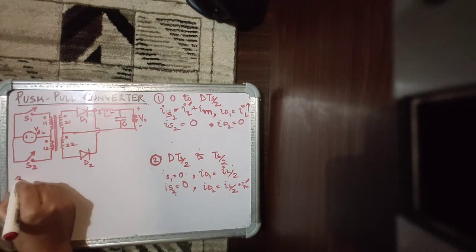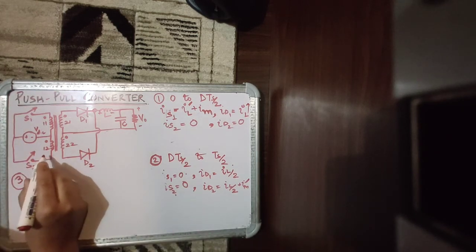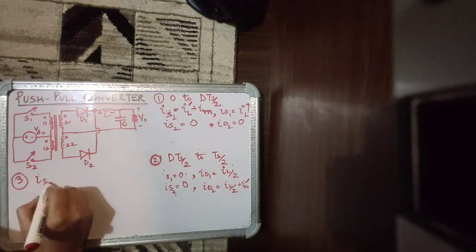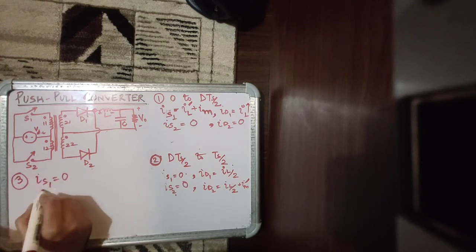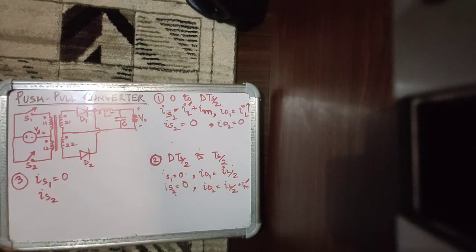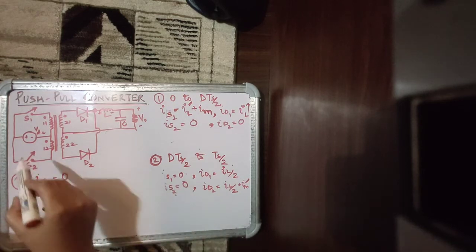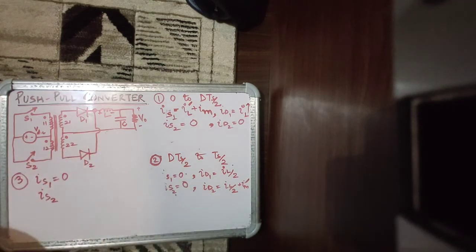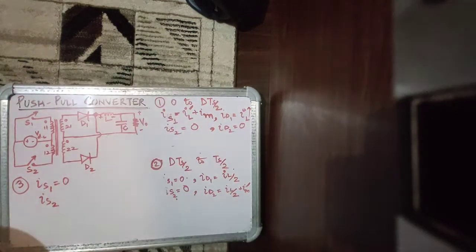When you talk about the third interval, the pulse is given to S2. So IS1 in this interval is 0, and IS2 is conducting in that interval. Now let's see what happens when you give a pulse to this. I'll not draw the equivalent circuits, but I'll briefly brush through. If you want to do it in detail, I would suggest you do it on your own. Take a piece of paper, draw the equivalent circuits and just analyze.